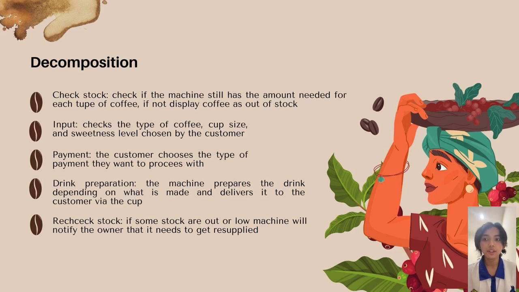After they pay, the drink is going to be prepared by the machine, and it'll be dispensed out of the machine. And after that, the machine rechecks, updates its stock level, and if it's low on anything, it will notify the owner to get resupplied.